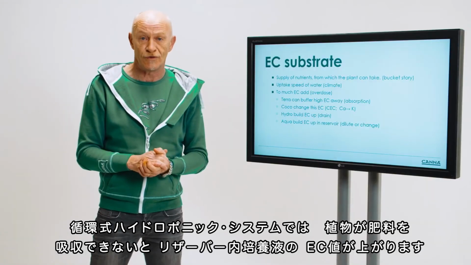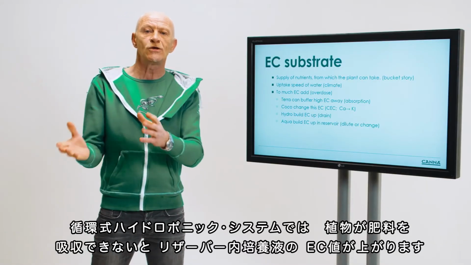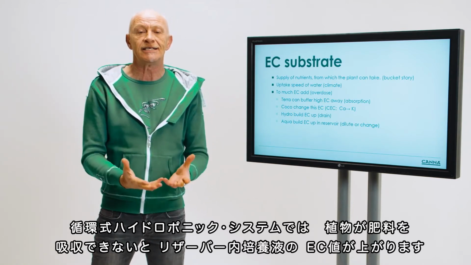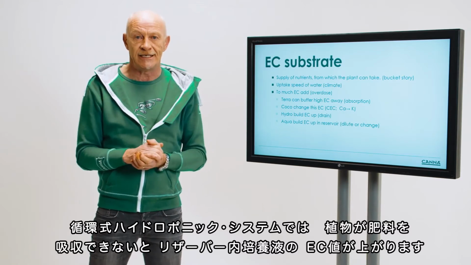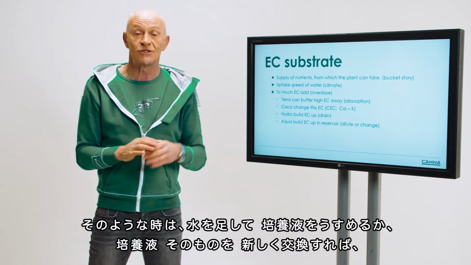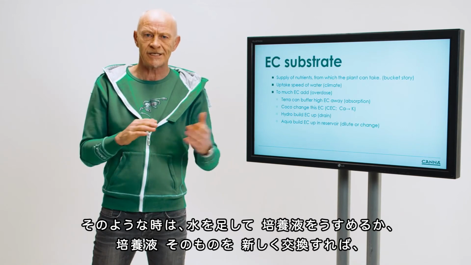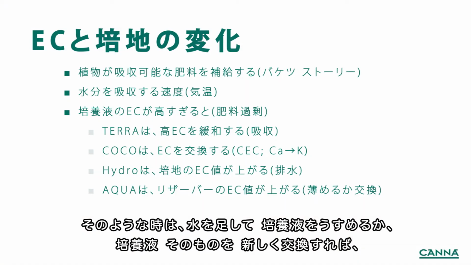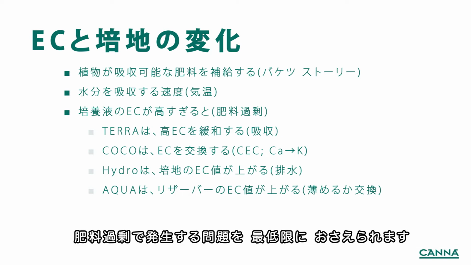If you make use of a recirculating system, then you will see that if the plant didn't take the nutrients, the EC will rise in your reservoir. You still have time to compensate for it, so you can dilute the solution, or you can take the whole solution out and refresh it. In that case, you can lower the problems of overdosing in nutrient dosing.